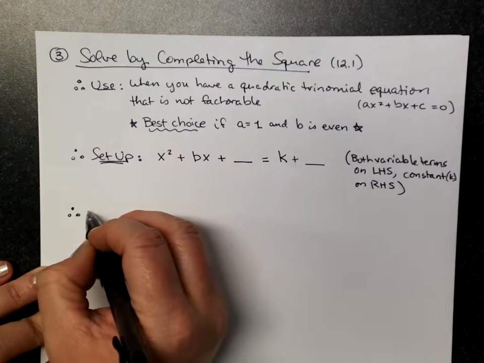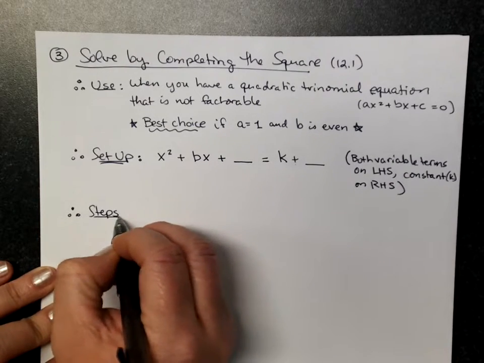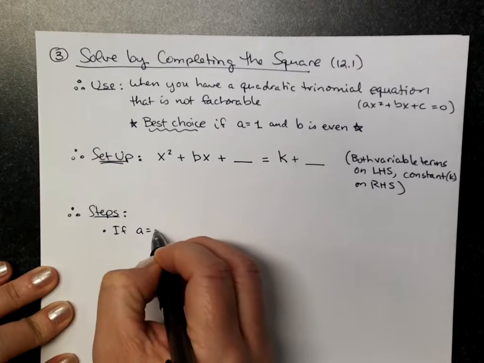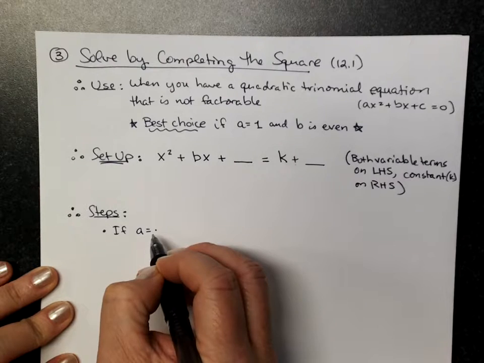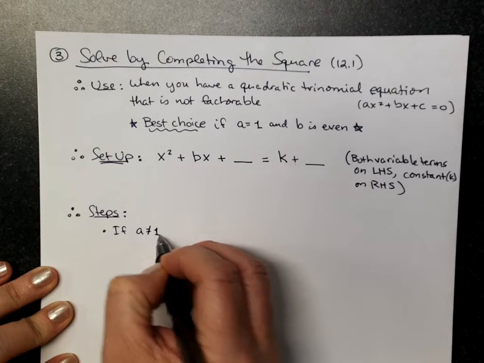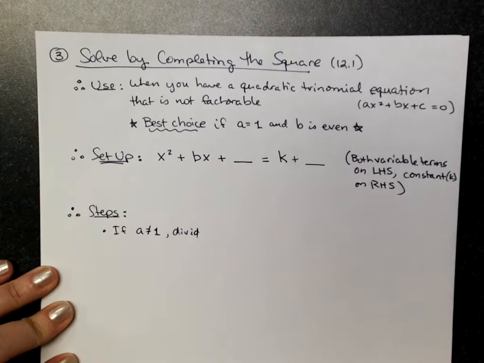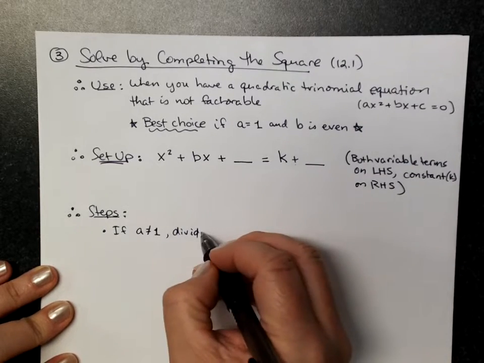So, your steps. First step: if A is not equal to 1, then you divide all terms by A.